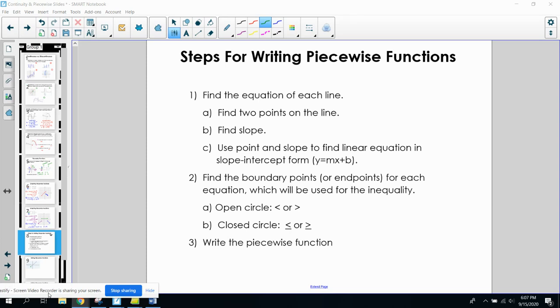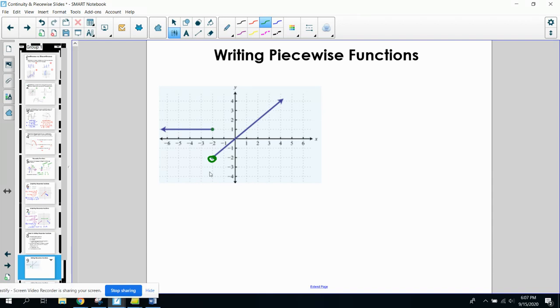Then we're going to find the boundary points, or the endpoints, for each equation, which will be used for the inequality. Remember that with an open circle, we're not going to have the included line with the inequality, and with a closed circle, we do have the included line under the inequality. And then we put it all together and we write our piecewise function. So here's an example of one.